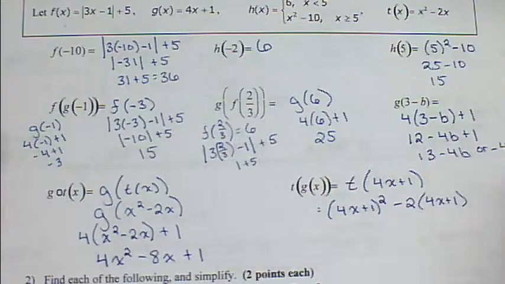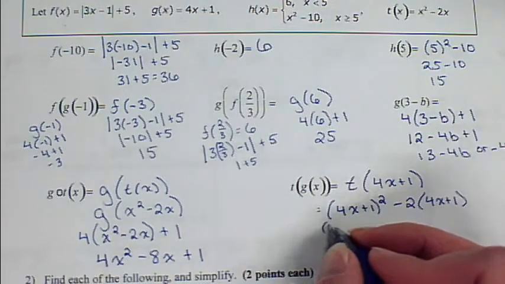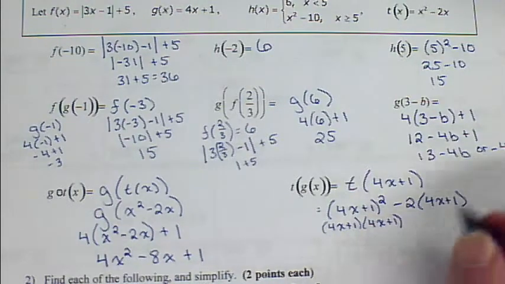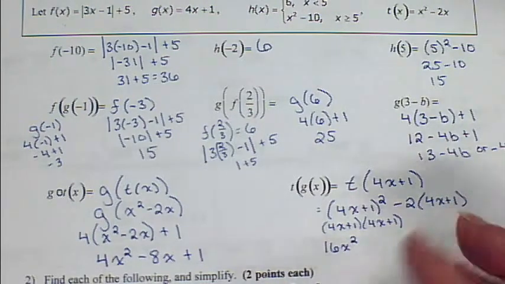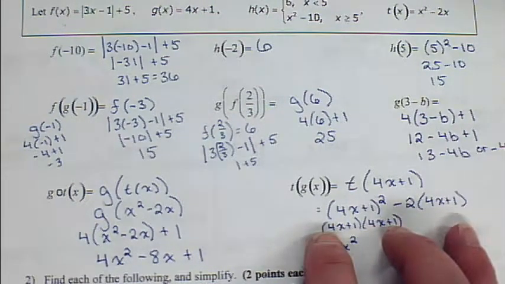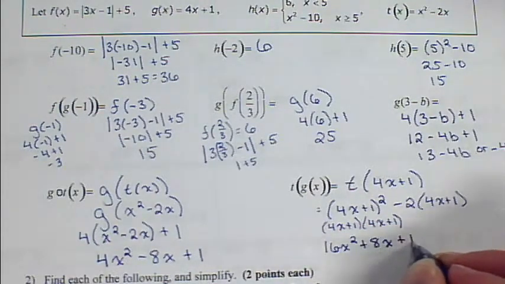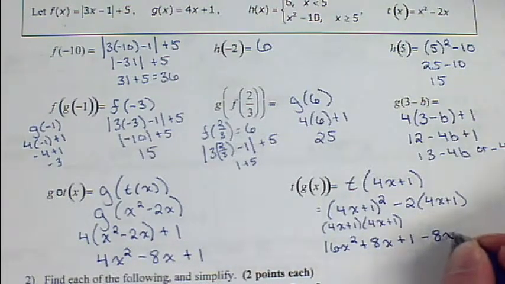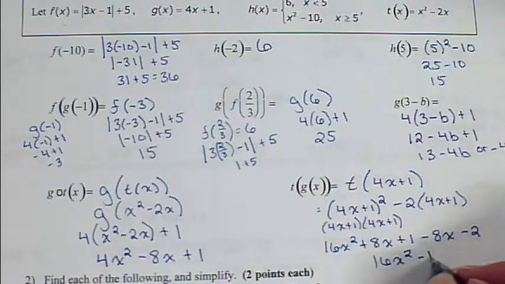Now here's where it's going to be problems when we're simplifying this. People forget that something squared really means multiply it by itself. So 4x times 4x is going to give me 16x squared. I'd have 4x times 1, which is 4x, plus 4x. That's 8x plus 1. And now distribute the negative 2. Negative 2 times 4x is negative 8x. Negative 2 times 1 is negative 2. So I end up with 16x squared minus 1.